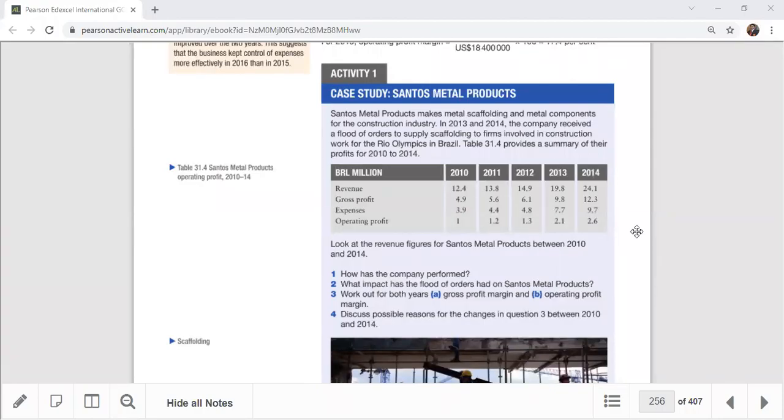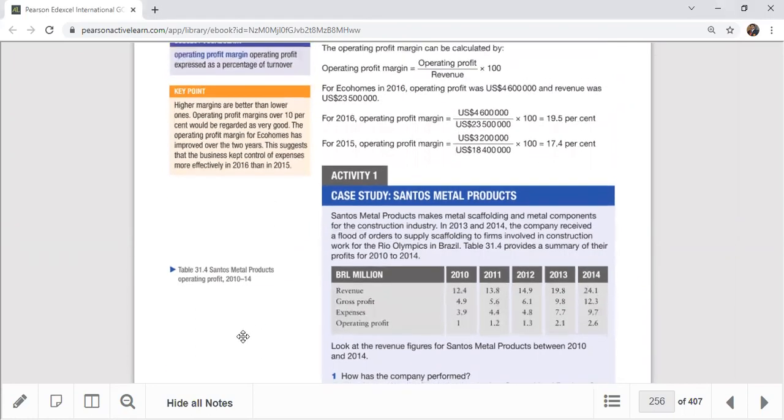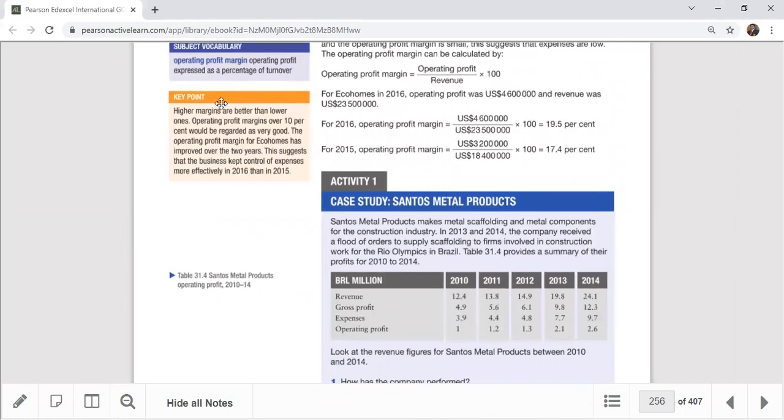Welcome everyone. Gross profit margin and operating profit margin. In the previous session, we talked about the gross profit margin calculation and operating profit margin calculation. Operating profit margin is operating profit expressed as a percentage of turnover. So gross profit margin means gross profit expressed as a percentage of turnover.